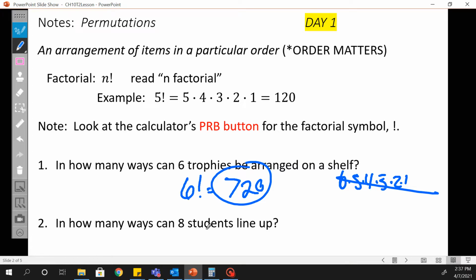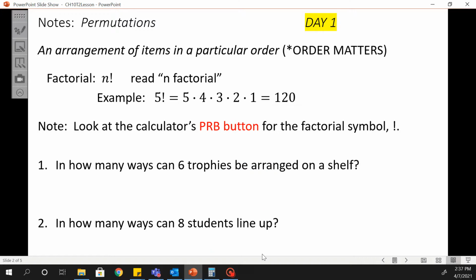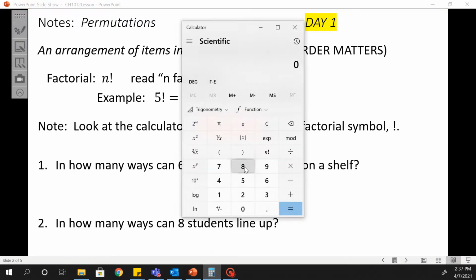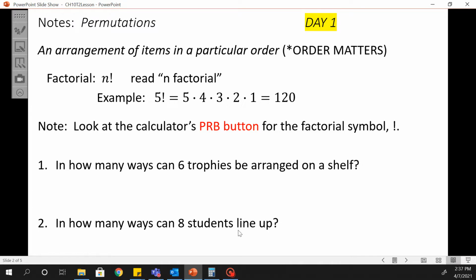And how many ways can 8 students line up? Well, we know that's 8 factorial. So we can put 8 factorial into the calculator. 8 factorial is 40,320.